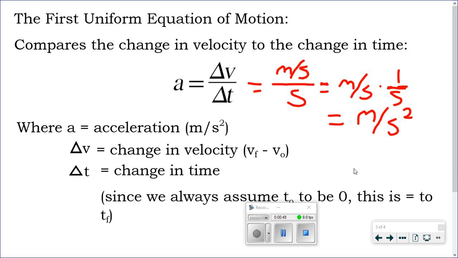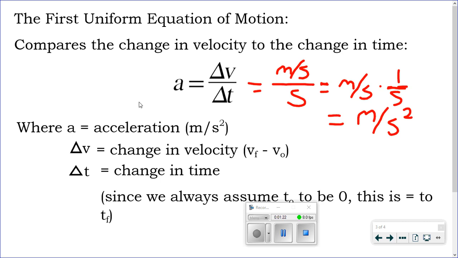So the first uniform equation of motion compares the change in velocity to the change in time. Over here, I have derived the units for acceleration. Velocity's unit is meters per second. Time's unit is seconds. This means meters per second times the reciprocal, 1 over seconds. So the units for acceleration are meters per second squared. It's a derived unit. So please write this equation down into your notebooks and define your variables.